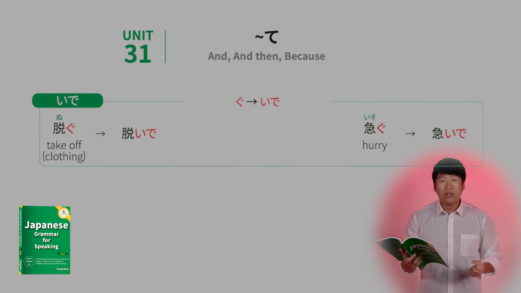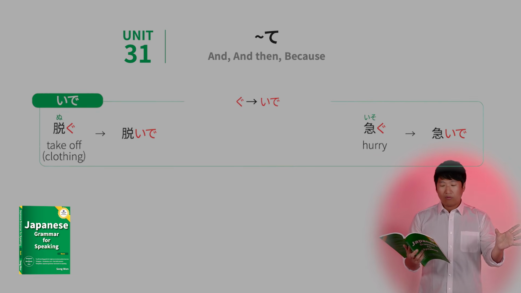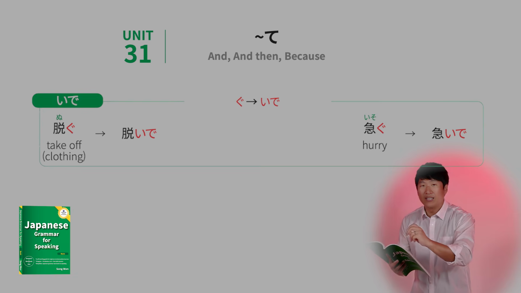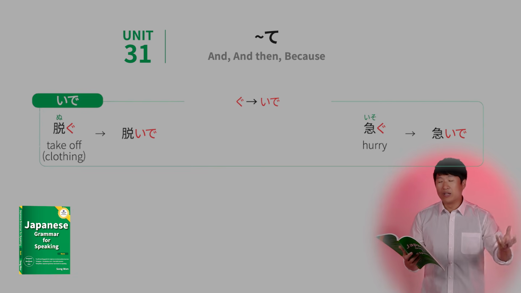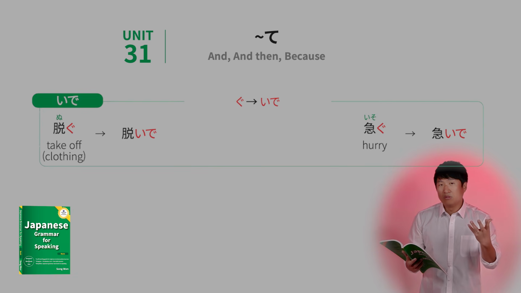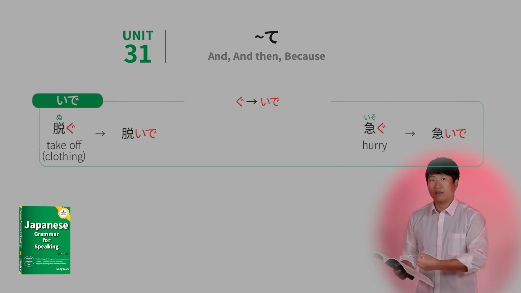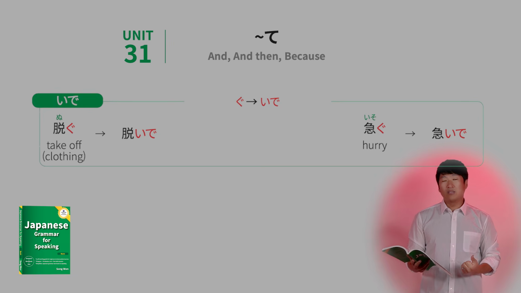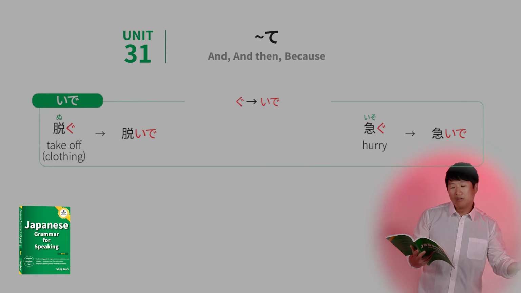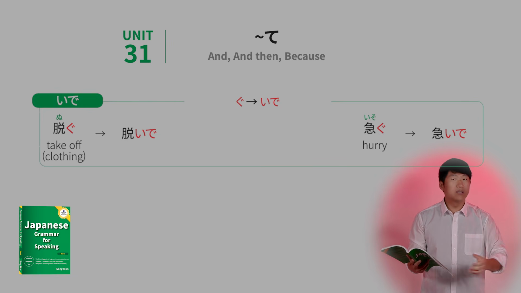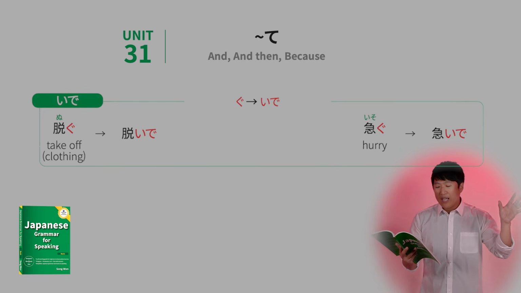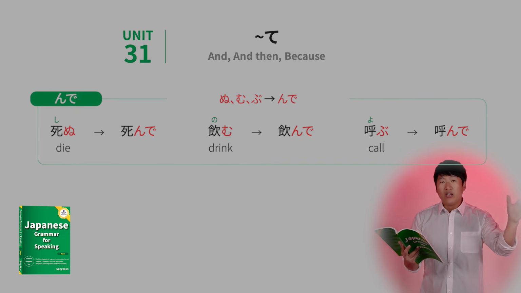All right, next one. Words ending with gu. For example, nugu, nuide. So gu becomes ide, right? Next one. Isogu, isoide, right? Hurry and isoide. That means please hurry, or hurry and, or because hurry. It all depends on the context. All right. And next one, memorize this.